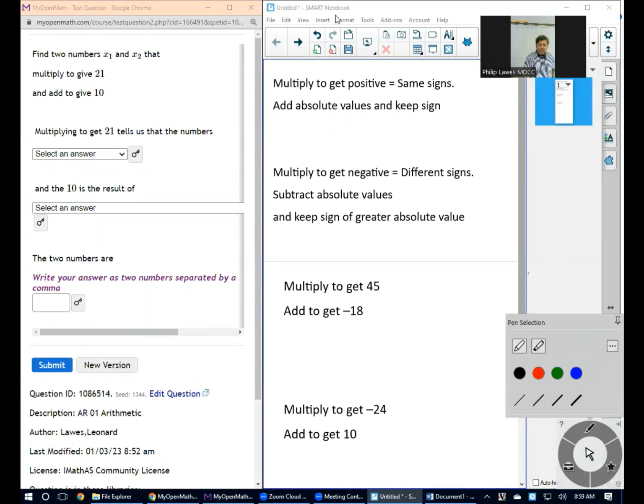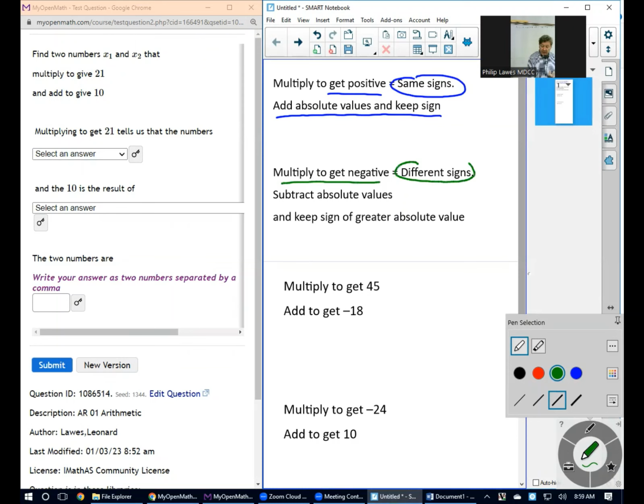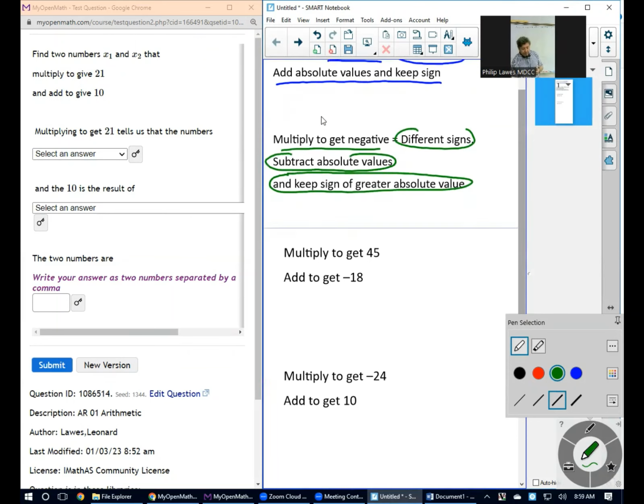The key to this problem is to recognize that if you're multiplying and get a positive number, the numbers had to have the same signs, and that you add numbers with the same signs by adding the absolute values and keeping the sign. And to recognize that if you multiply to get a negative number, they had different signs, and so you're going to subtract the absolute values. That's how you add different signs: you subtract the absolute values and keep the sign of the greater absolute value.